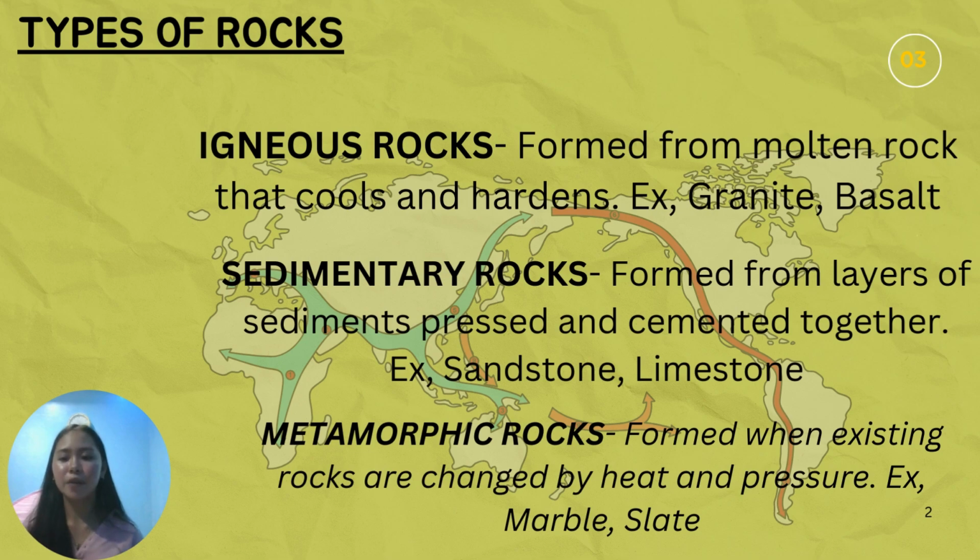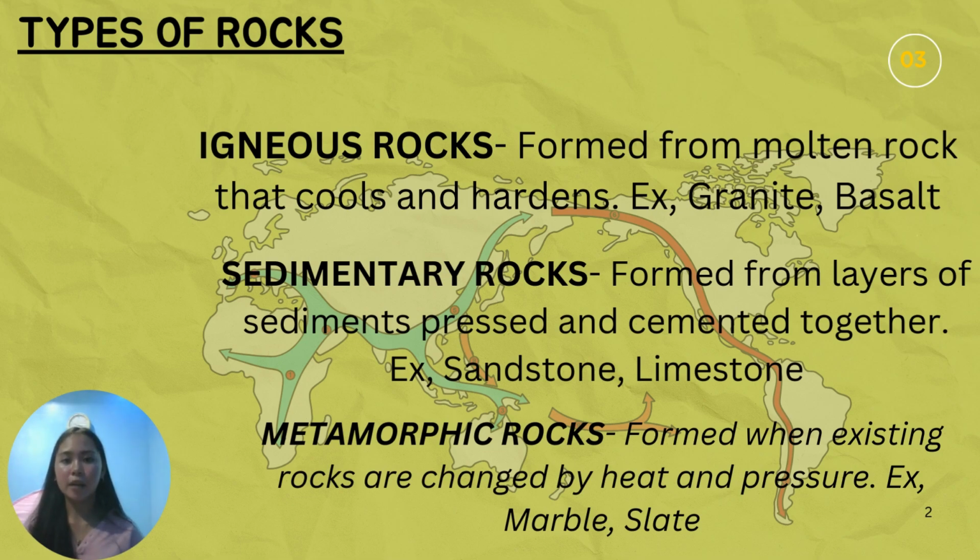Lastly is metamorphic rocks. Metamorphic rocks form when existing rocks undergo heat and pressure deep within the earth, but without melting. These changes lead to the transformation of one rock type into another. For example, limestone turns into marble, and shale turns into slate. So they transform or change into something new. Metamorphic rocks tell us about the conditions deep inside the earth.